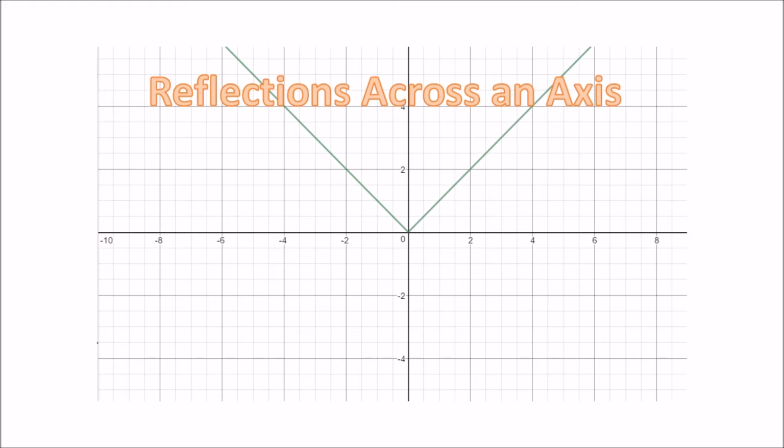Now with the absolute value function, you'll notice that there is no change because of symmetry along the y-axis. Symmetry will cause no change to occur when we're reflecting.